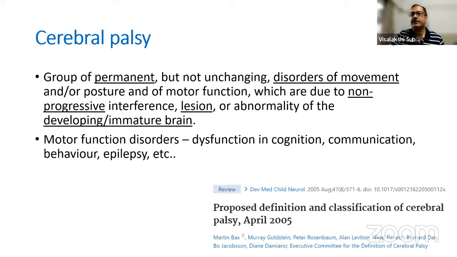So there are lots and lots of definitions of cerebral palsy. Everybody chooses their own, but essentially they're a group of permanent but not unchanging disorders of movement and or posture and of motor function, which are due to a non-progressive lesion or abnormality of the developing or immature brain. And not only do these children have motor function disorders, but they also have dysfunction in cognition, communication, speech, behavioral issues, epilepsy, and the list goes on and on.